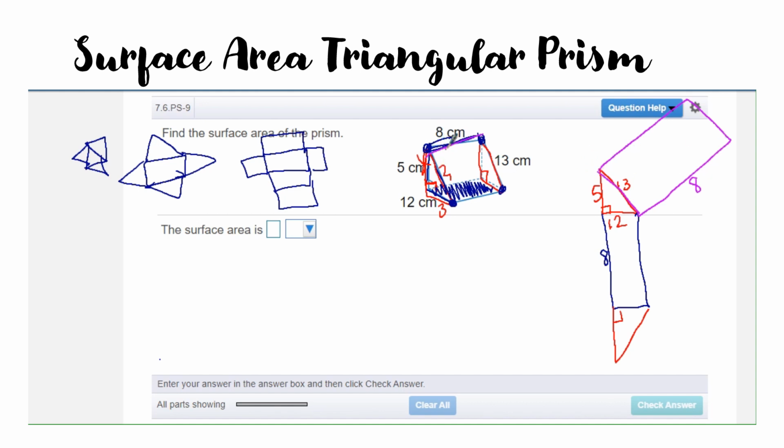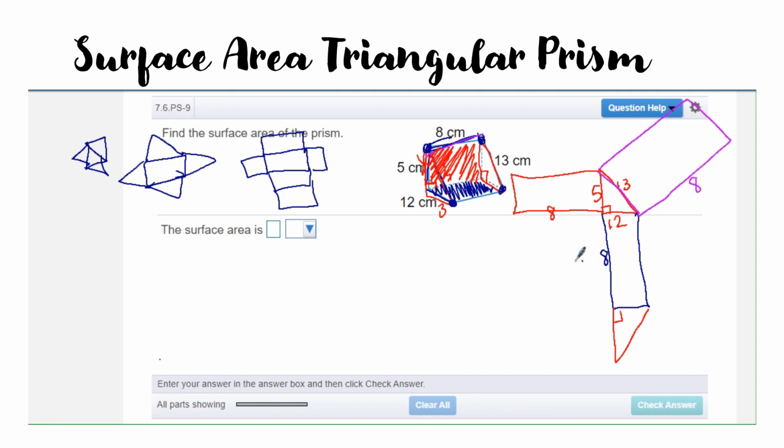And then I'm going to draw a lateral face. So this is going to be my front face right here. This is my front face. My other one is going to be my back face, which I'm going to do in red, which is going to be this one back here. So I'm going to just draw that from this one. So the base of this face is 5 and the height is going to be the height of all of the lateral faces, which is 8.